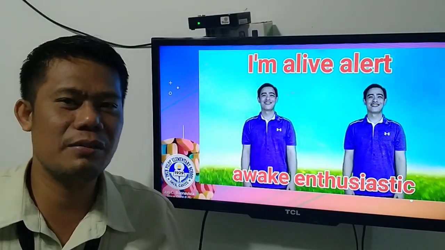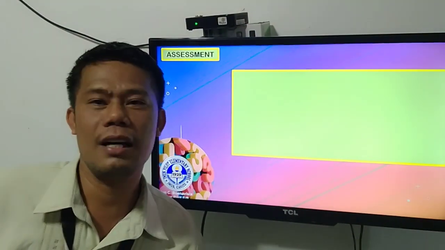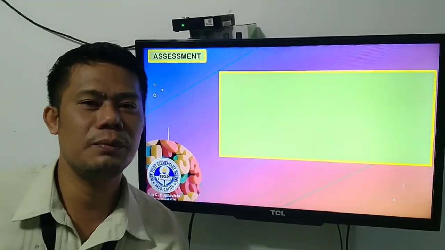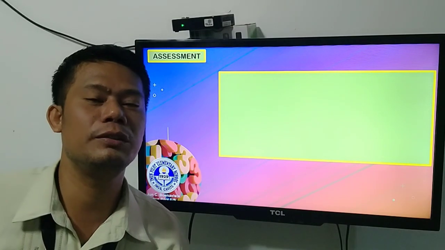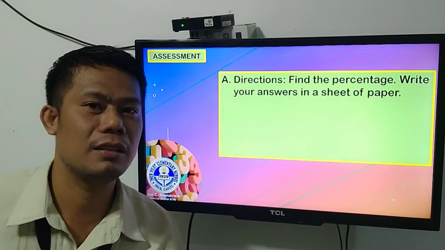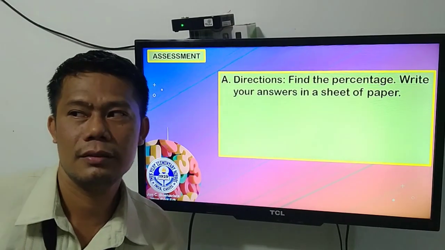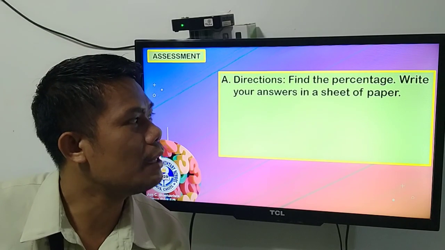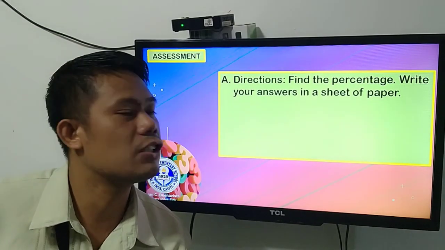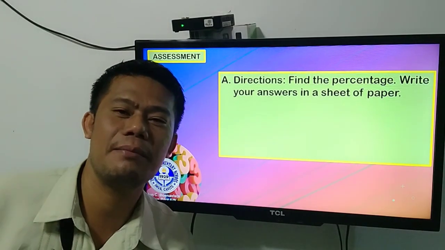Okay, did you enjoy our short exercise? Okay, let's proceed now to your assessment. And the answer for your assessment should be uploaded in your Google Classroom. Let's have this. Directions. Find the percentage. Write your answers on a sheet of pad paper or pwede na rin sa notebook. Ulit, answer na lamang ha.